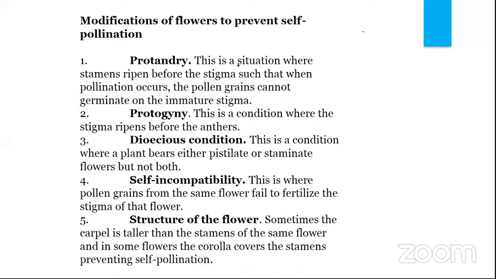Now, going forward, there are some modifications of flowers to prevent self-pollination. One of them, and by the way, these are some of the terms we looked at earlier on, a term called protandry. Remember, andro comes from androecium, which is the male part of the flower. Now, when you meet a word like protandry, this is a situation where the stamens ripen before the stigma, such that when pollination occurs, the pollen grains cannot germinate on the immature stigma.